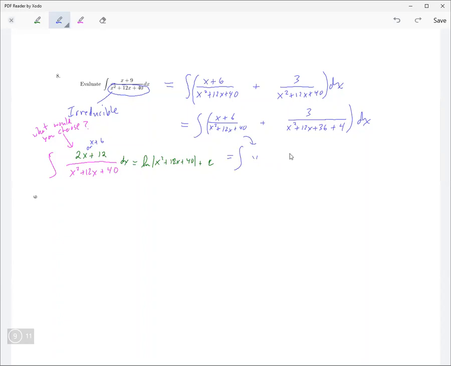I'm just going to put ditto marks for this one. No, I better write it out. Don't get lazy now. Okay, and then this one is 3 over x plus 6 squared plus 4.